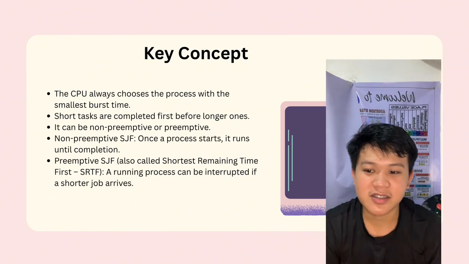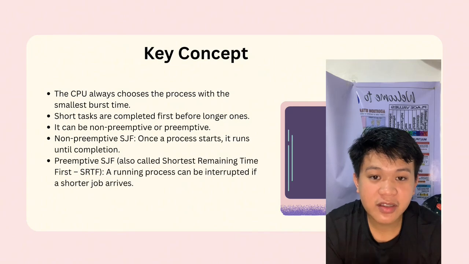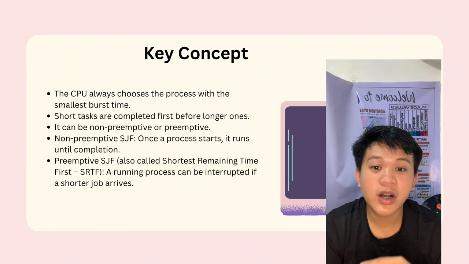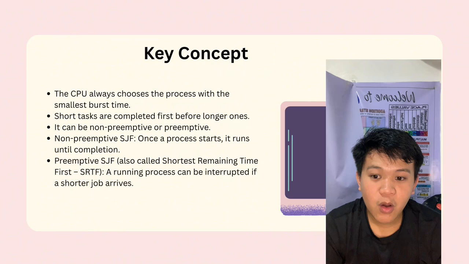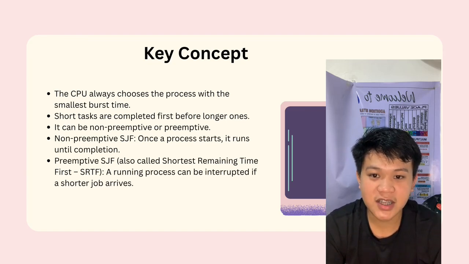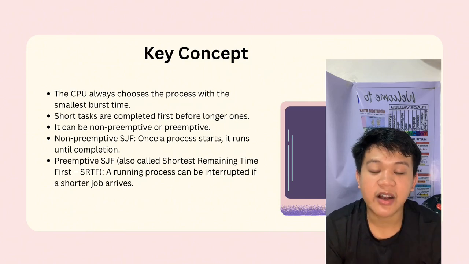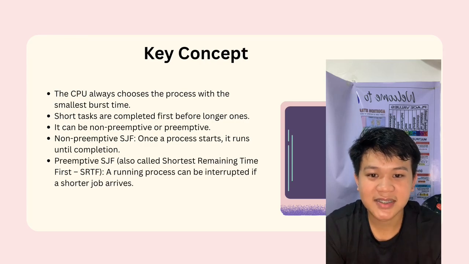Next we have the key concepts. We have 5 concepts. First, the CPU always chooses the process with the smallest burst time. Second, short tasks are completed first before longer ones. Third, it can be non-preemptive or preemptive. Fourth, non-preemptive SJF: once a process starts, it runs until completion. The last one is preemptive SJF, also called shortest remaining time first, or SRTF. A running process can be interrupted if a shorter job arrives.